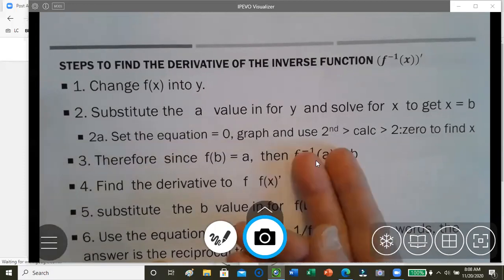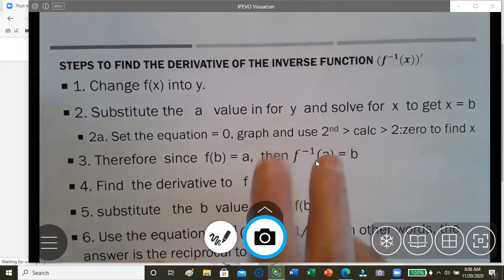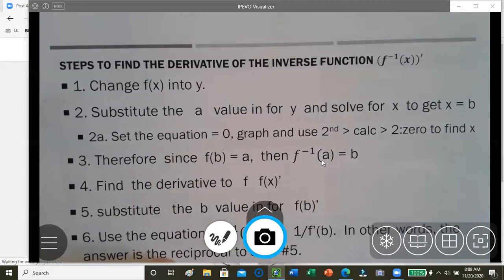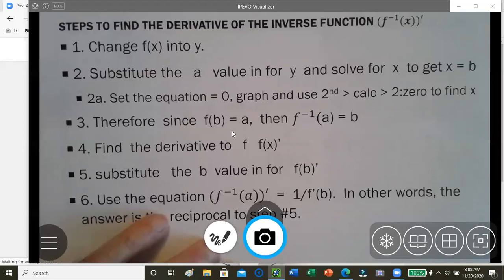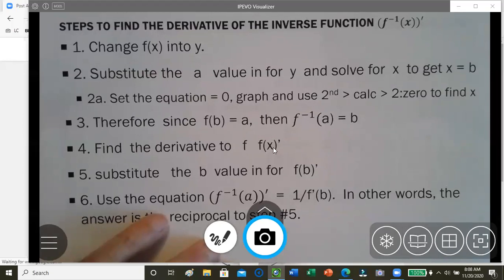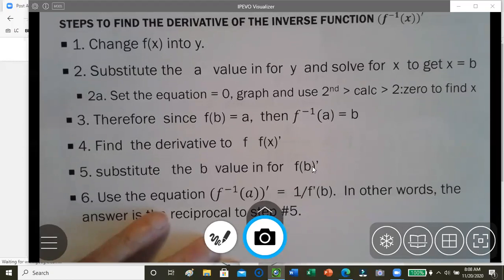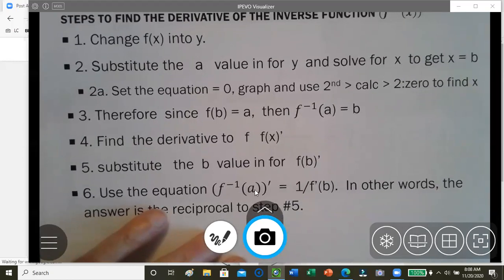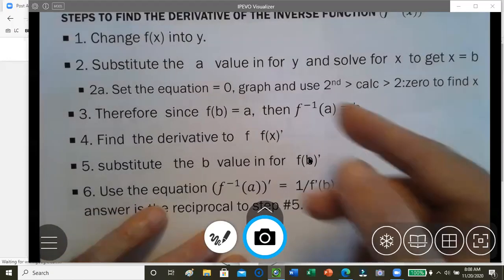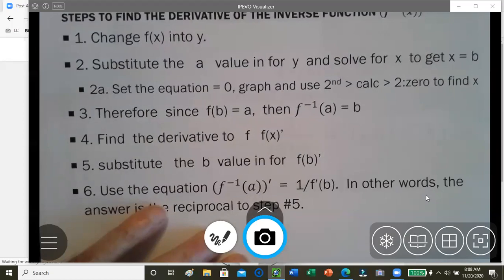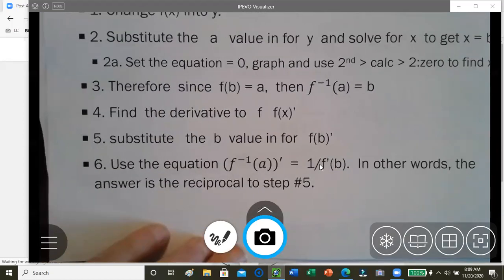So you can switch these just like we did with the ordered pairs, from the function to its inverse and so on, the graph and so on. Find the derivative for f, our original function, and then substitute the b value in for that. And so to find f inverse prime of a, all you do is take this answer and apply the reciprocal. You just flip it. In other words, the answer is the reciprocal of step 5.